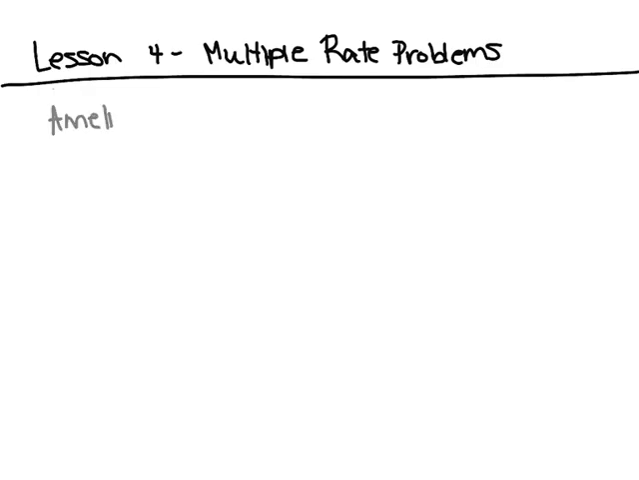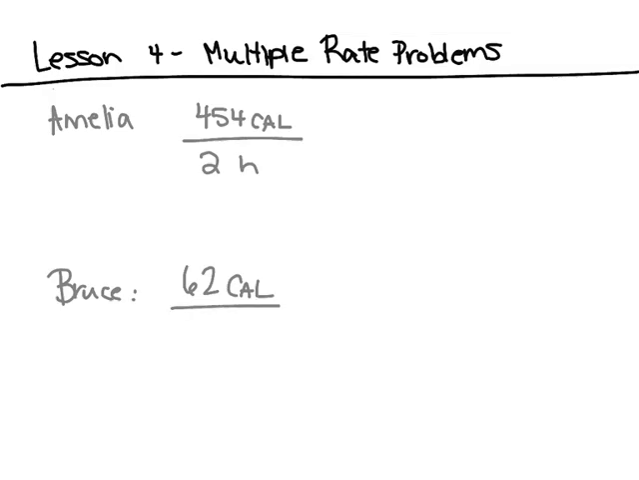Example 3. Amelia walks briskly at 6 kilometers per hour. If she walks at this rate for 2 hours, she burns 450 calories. So 454 calories for 2 hours. Bruce walks slower at 4 kilometers per hour, and he burns 62 calories in half an hour, so 0.5 hours. If Amelia walks for 3 hours, how much longer will Bruce have to walk?